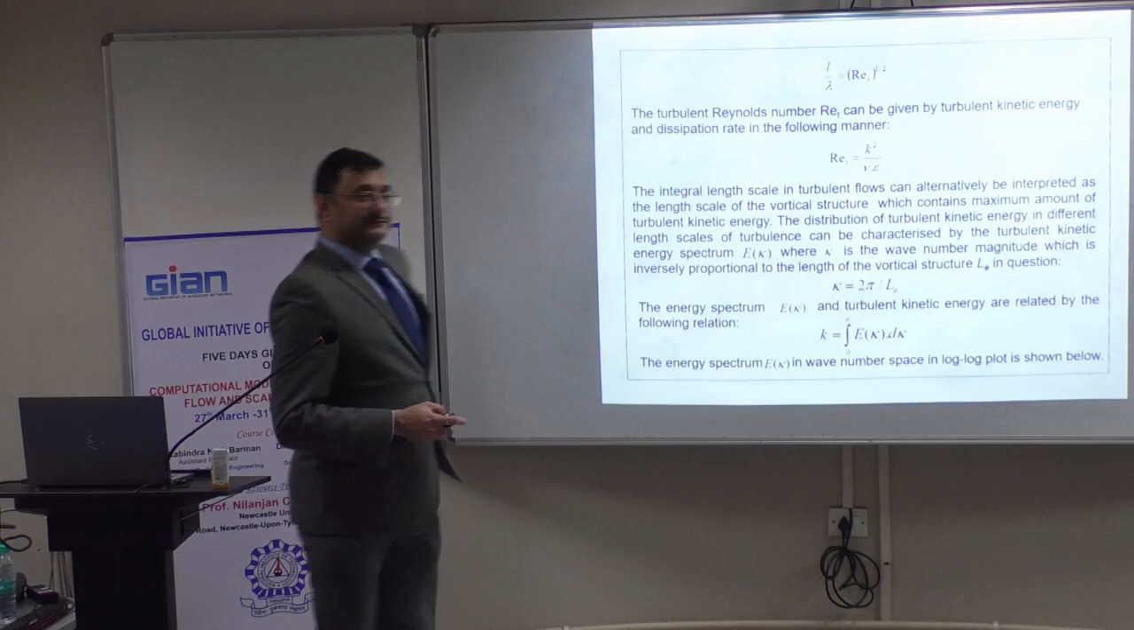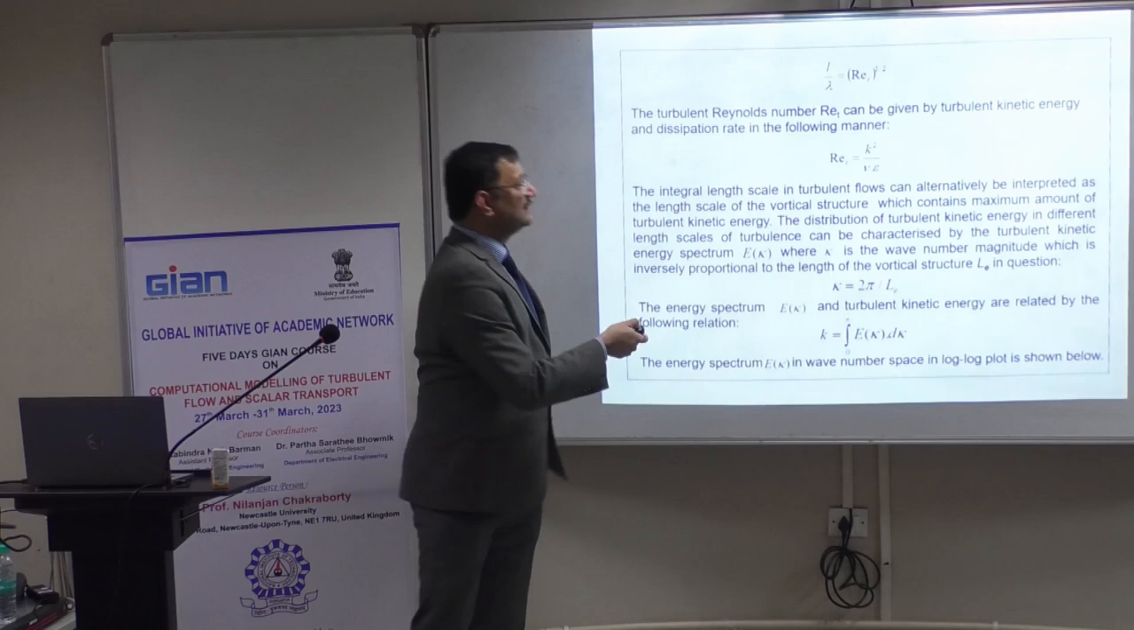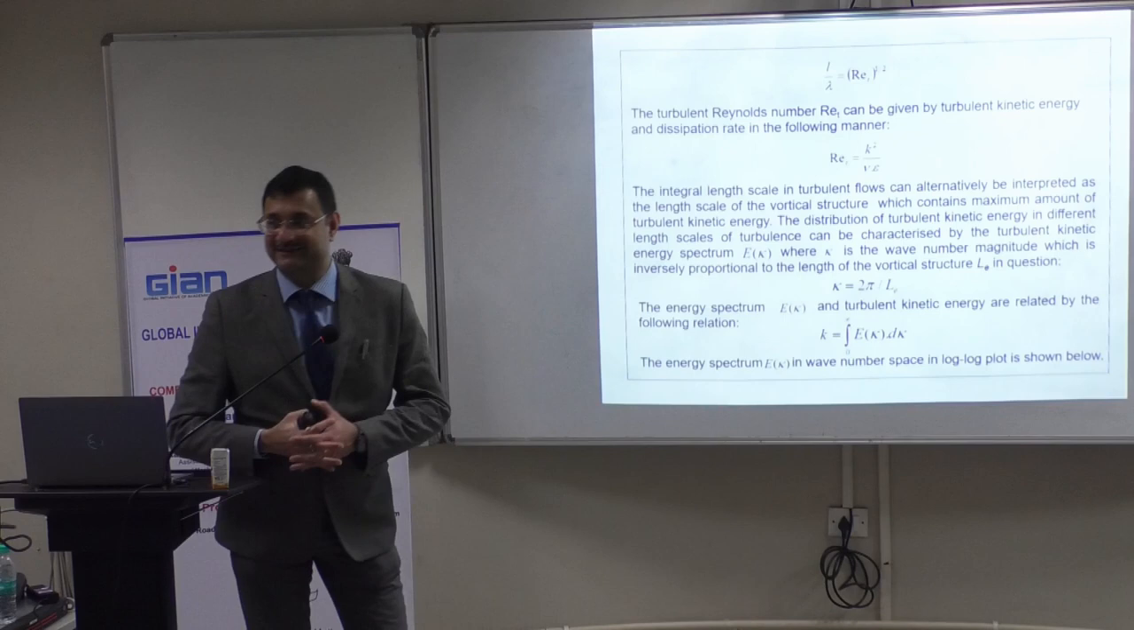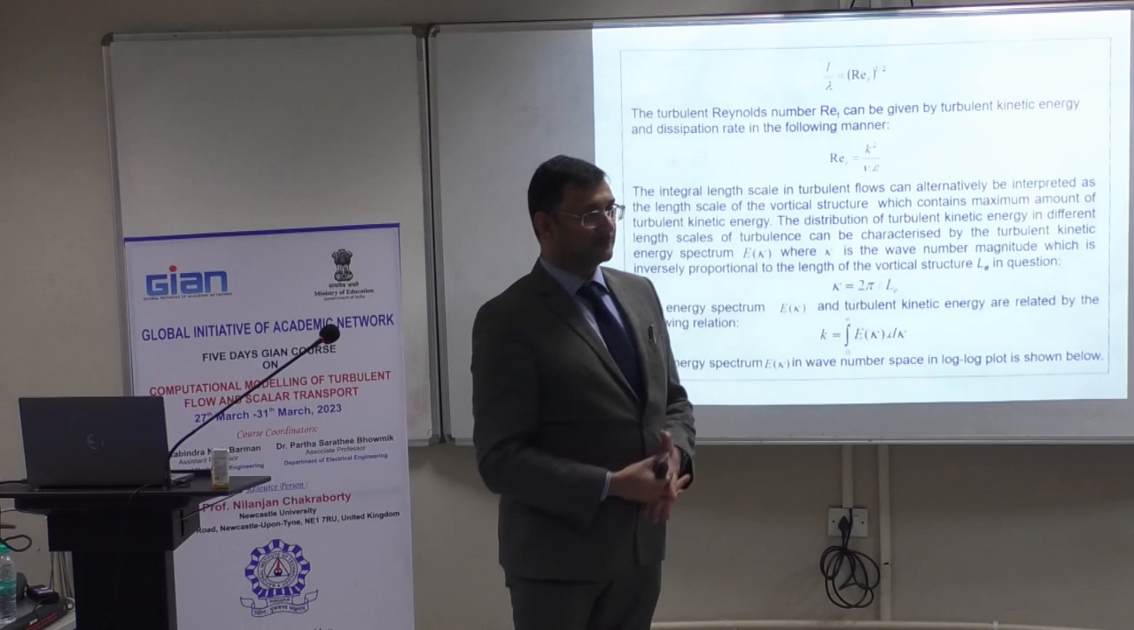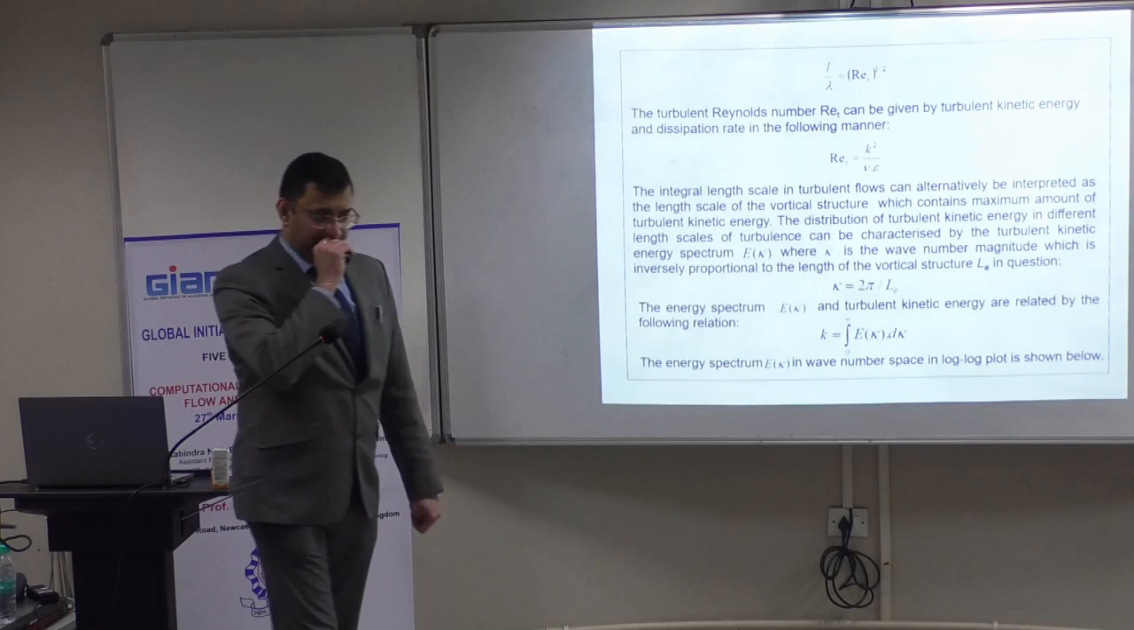Okay? And that effectively tells us the integral length scale can alternatively be interpreted as the length scale where most of the turbulent kinetic energy is concentrated. So it's the most energetic length scale of turbulence. So how is the energy distributed over different length scales?